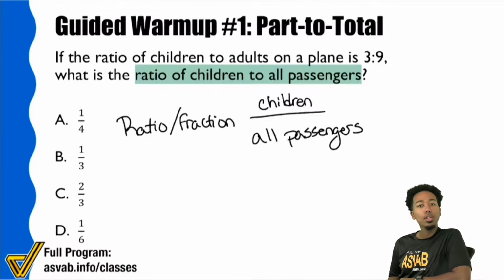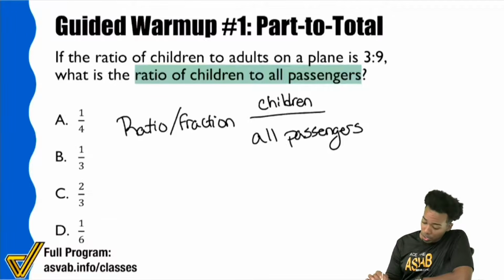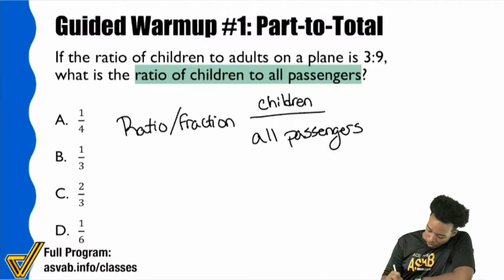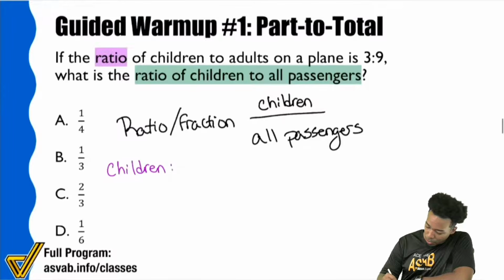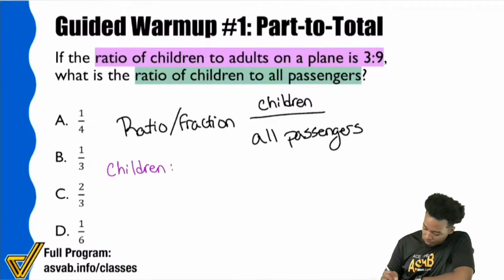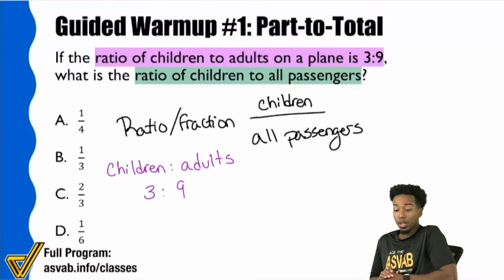Now let's write down the information that we have. The information says the ratio of children to adults on a plane is 3 to 9. So when we look at children compared to adults, I'll highlight that again: ratio, children to adults, 3 to 9. Right there, we see 3 to 9. Okay, cool. Sounds great.